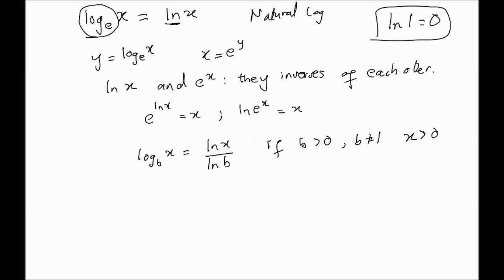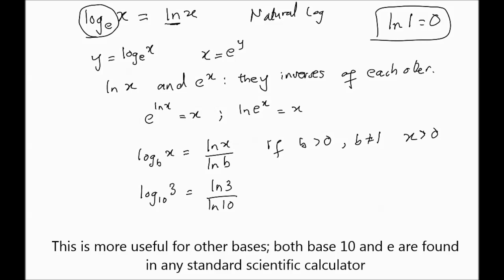Let me show you a quick example. If you wanted to calculate the log to the base 10 of 3, that would be the same as ln of 3 divided by ln of 10. Now, all scientific calculators have the ln function in them, so you can actually just calculate log to the base 10 of 3 by using this simple conversion.